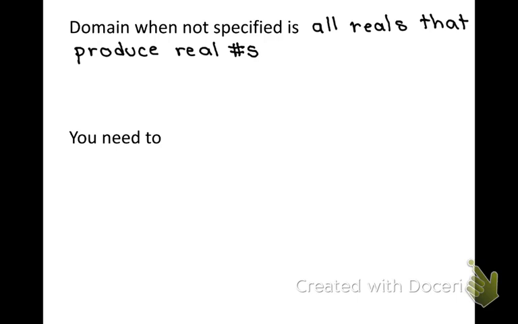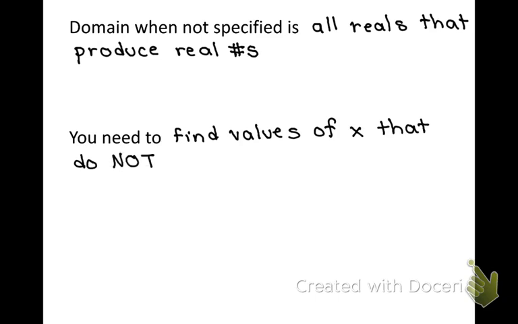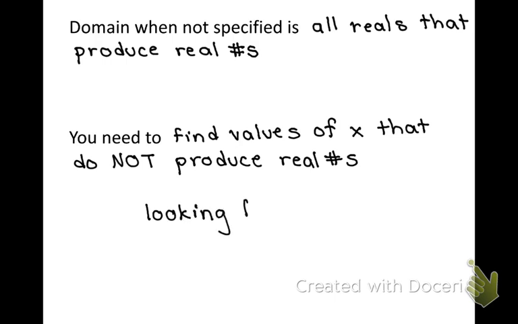So what we're going to do is find values of x that do not produce real numbers. So we are looking for the bad things. I know that does not mean much to us right now, but we are going to get more into that. Okay, so let's go through and explore a variety of different types of functions. And as we go through these, I'll introduce to you what those bad things are.